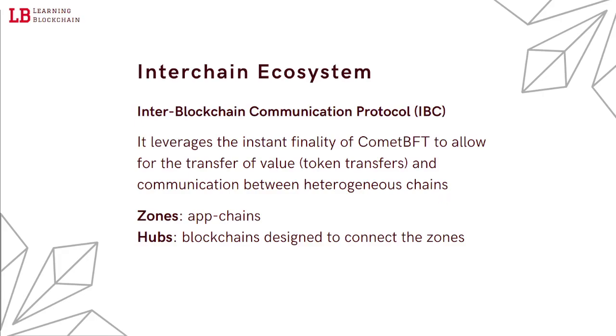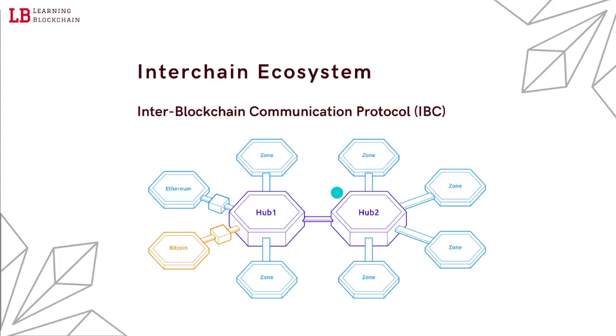Another key component of the Interchain ecosystem is the Inter-Blockchain Communication protocol, or IBC. IBC leverages the instant finality of the CometBFT consensus algorithm to allow for the transfer of value and communication between heterogeneous chains. By communicating different chains, these concepts of zones and hubs arise. A zone is just an app chain that can communicate with other chains, and a hub is a blockchain that is designated and designed to connect all the zones.